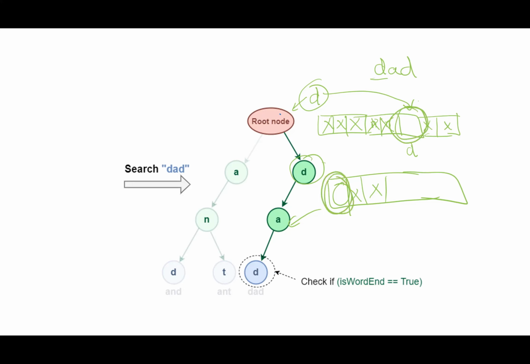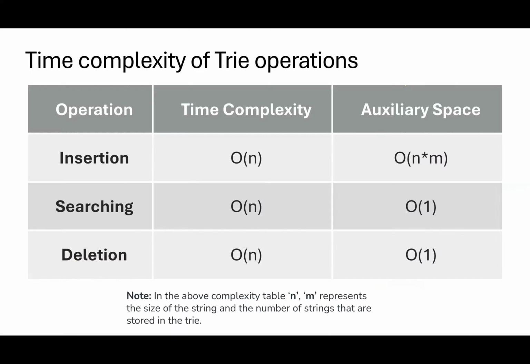So if the length of the string is n, for each character we are going to one node and making one search in the children list. That means the searching will be just order of n.